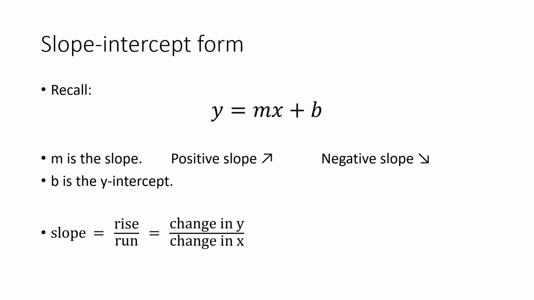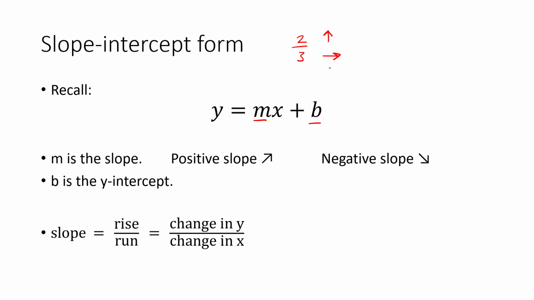Okay, we have slope-intercept form. We call it that because m is the slope of the line and b is the y-intercept. And remember that a slope usually looks like a fraction. 2/3 would mean that we want to go up by 2 and right by 3.